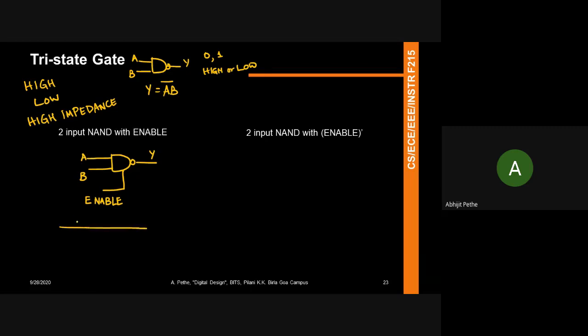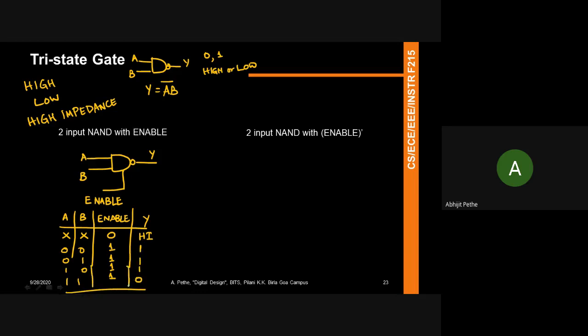If you look at the truth table of this circuit, when enable is low, you don't care what A and B are. This will be a high impedance output. Only when enable is 1 will you get your standard NAND outputs: 0 0 gives 1, 0 1 gives 1, 1 0 gives 1, 1 1 gives 0. Enable here works just like how we thought about enable for decoders, muxes, etc.